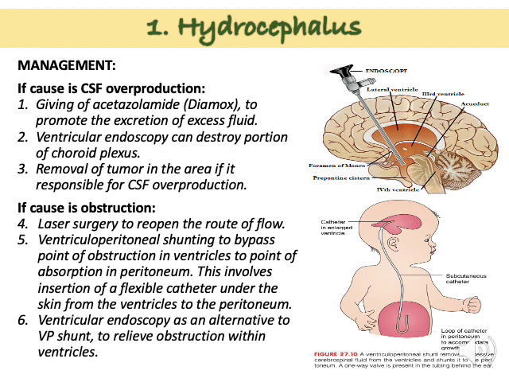Last is ventricular endoscopy again. It's an alternative to VP shunt. This can relieve obstruction within the ventricles. As of now, this procedure is being perfected, so maybe the next generation of hydrocephalus patients won't need VP shunts anymore. Unlike in VP shunt, there is no implanted foreign body in ventricular endoscopy.